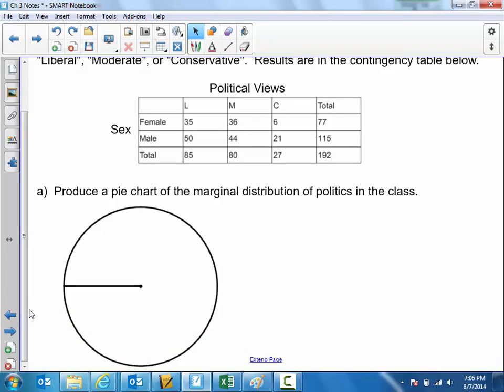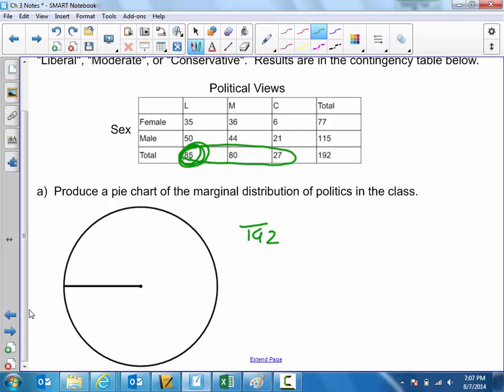All right, so let's see what we can do. We want to produce a pie chart of the marginal distribution of politics in the class. Well, the marginal distribution of politics is going to be the totals in the bottom row. That's the total number of people who are liberal, moderate, or conservative. To make this pie chart, remember that there are 360 degrees in a circle. So basically all we need to know is, for the first slice of 85 liberals, what percent of 360 degrees should that first slice be? We know there are 192 people in all, and 85 are in this first data value.